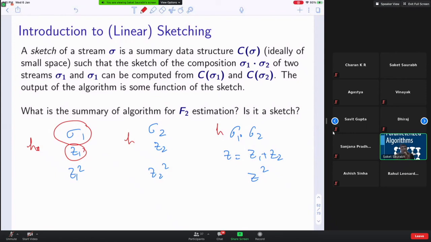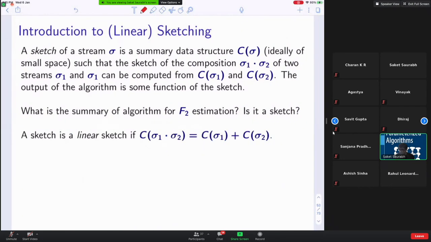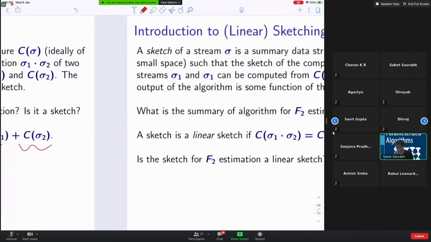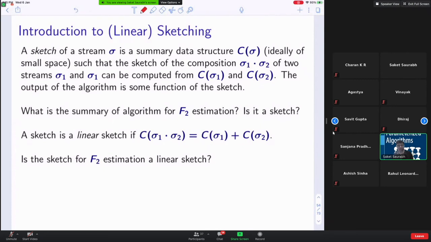So these are the kind of objects called linear sketches. If the sketch of the composition is C of sigma 1 plus C of sigma 2, and it could be any linear combination, not just the way we added, then it is a linear sketch: the sketch of a composition is just the sum of the two sketches. Okay. So is the sketch for F2 estimation a linear sketch?